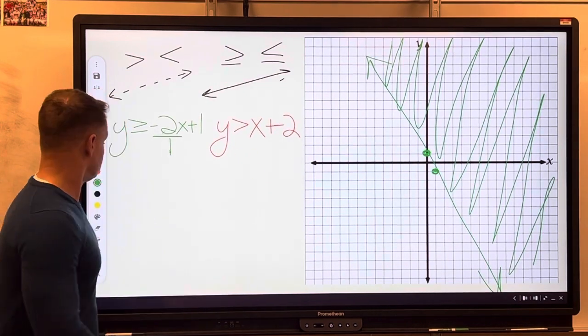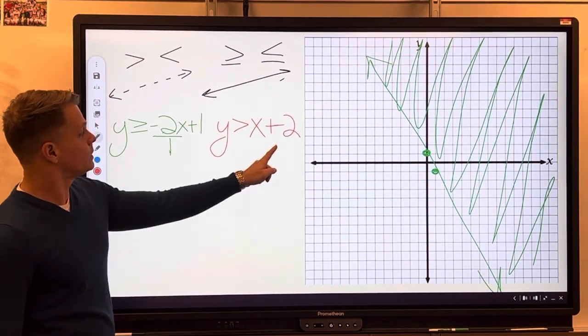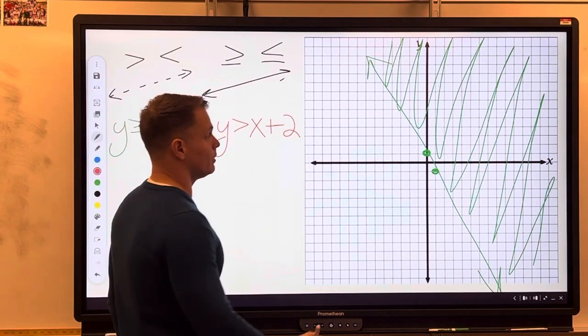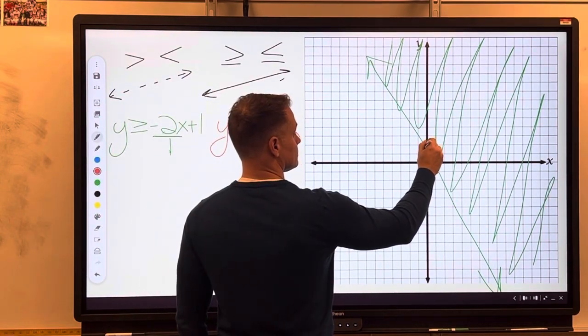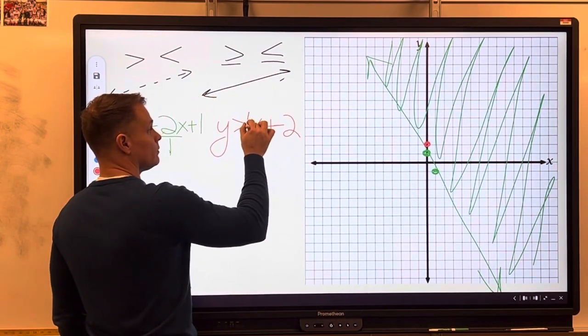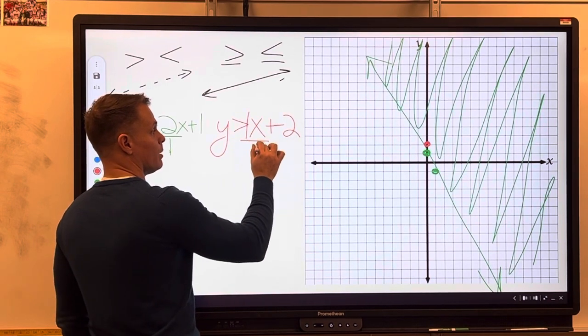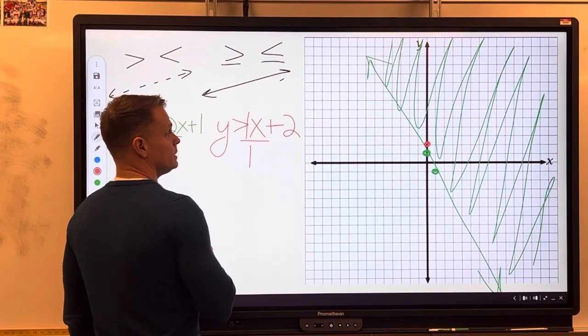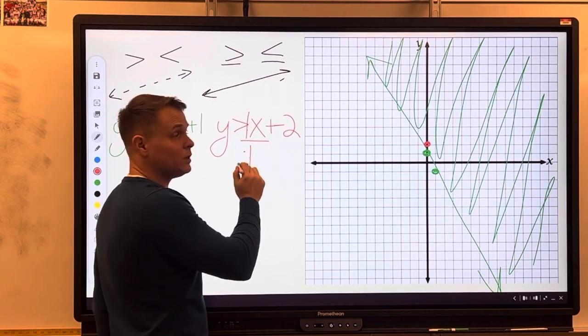Let's see about the red one. The red one, we're going to go up to positive 2 on the y-axis. And then from there, there's no number written next to x, so I'm going to put a 1 there and a 1 here. I go up 1 and 1 to the right.